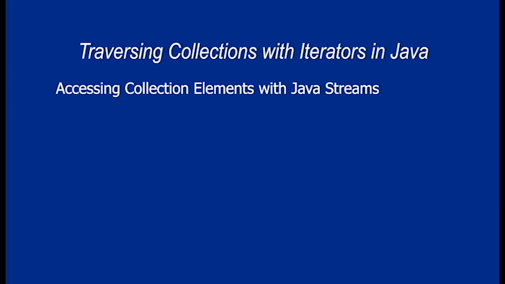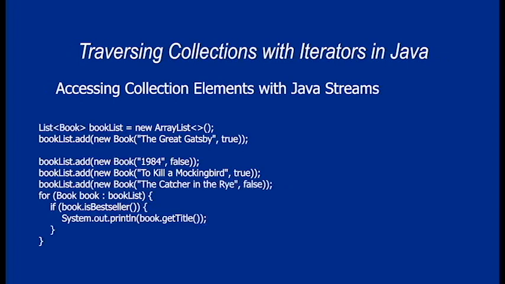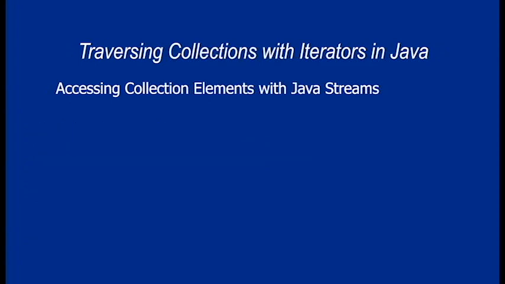Here's a quick example. We have a list of book objects, and we want to print out the names of all bestsellers. This code is straightforward, but you're responsible for managing the iteration and filtering. Now let's see how we can achieve the same result using the functional style with Java Streams. Streams allow you to focus on what you want to do with the data rather than how you do it.